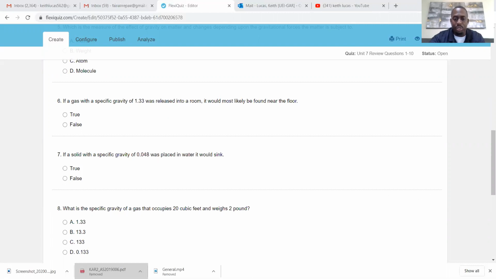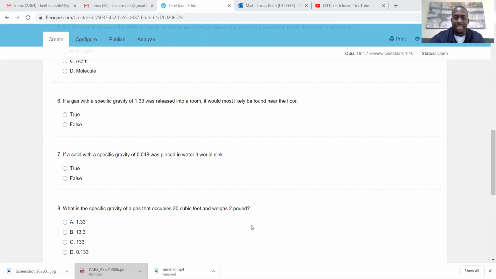So I put together these little notes for you guys. The specific gravity of air is 1. Is 1.33, which is in the question, a larger number than 1? Obviously, we all know that it is. So being that the gas has a specific gravity of 1.33, when it's released into the room, the air in the room has a specific gravity of 1. It's lighter than this gas, so the gas is going to fall to the floor. That's all they're saying. How do I know that the specific gravity of air is 1? Because that's what it says in the book.